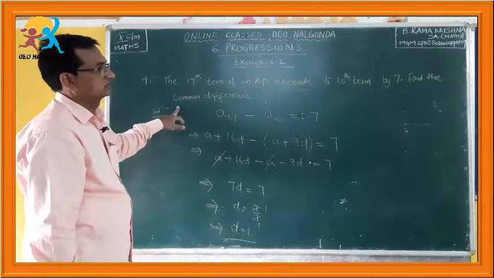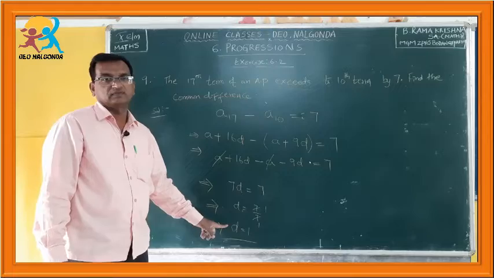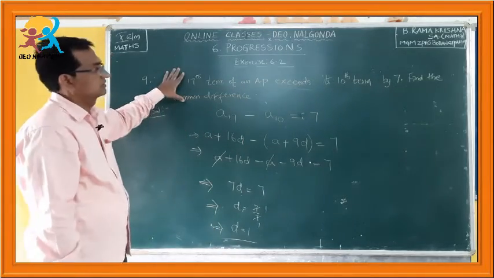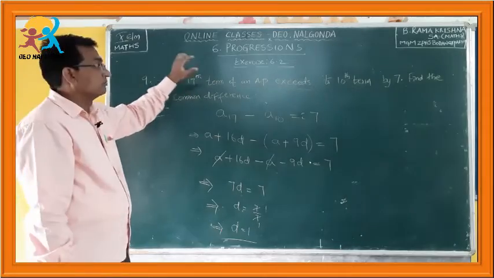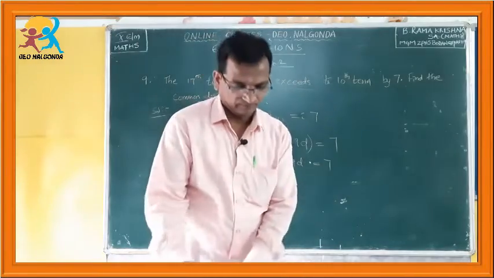What is it asking us to find? Find the common difference. D is nothing but the common difference. Therefore, the common difference is 1. So it is a very simple problem if you understand the logic here, if you understand the meaning of "exceeds." Okay, let us move on to the next question.